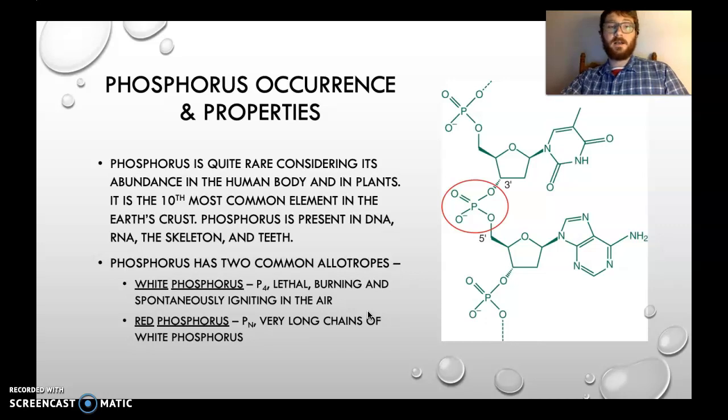Considering its use, phosphorus is actually quite rare, and it is abundant in the human body and in plants. As the 10th most common element in the Earth's crust, phosphorus is present in DNA. This is the backbone of DNA, and it is made of phosphorus. And then here are the various codes within DNA. It's also useful in RNA, our skeleton, and teeth.